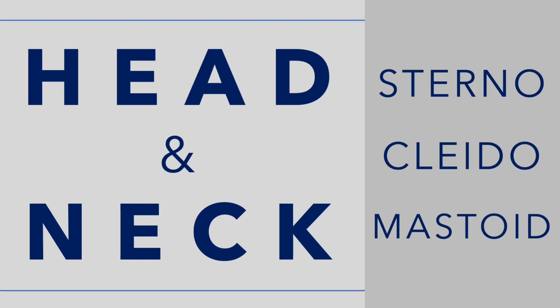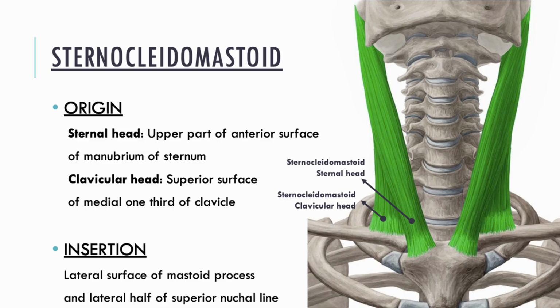Hello. In this presentation, we will discuss the sternocleidomastoid. The sternocleidomastoid is a relatively large cervical muscle that runs across the neck. It takes its origin by two heads.